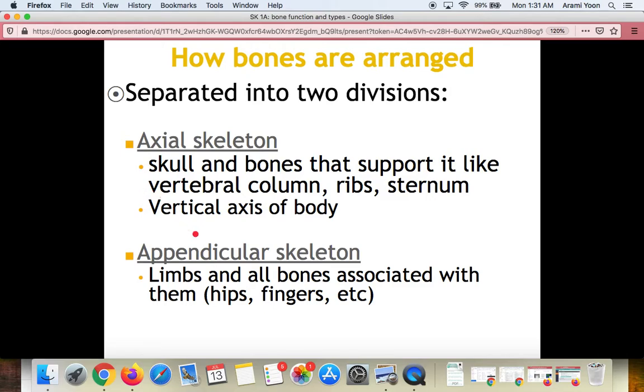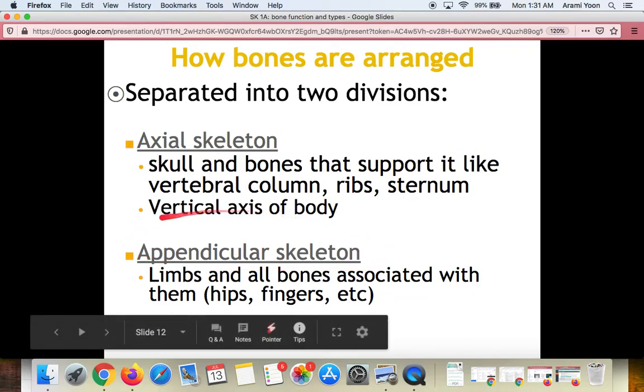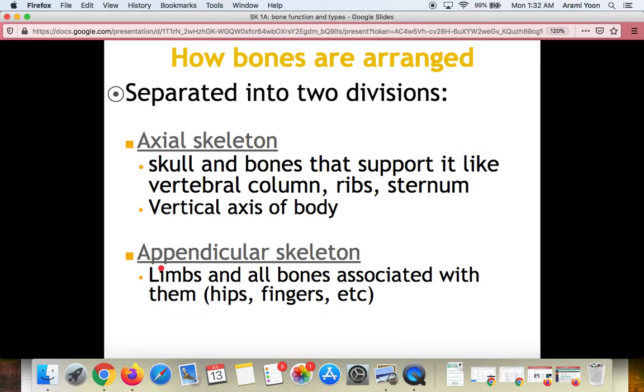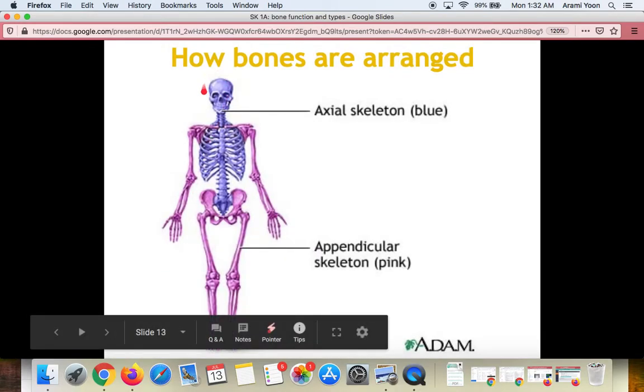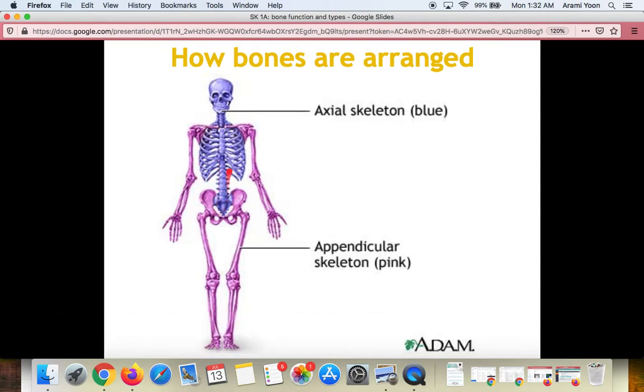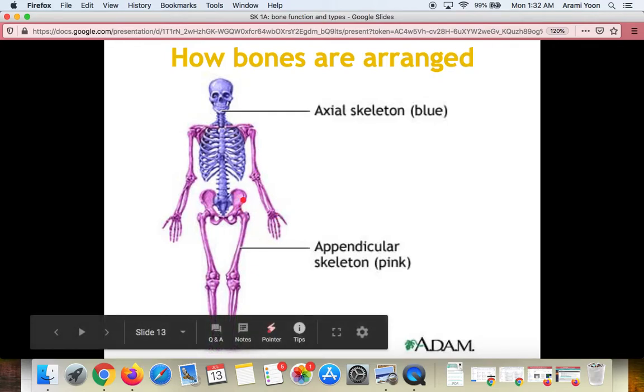And then all of the other bones in your body make up the appendicular skeleton. So those would be all of the bones that make up your limbs and the things that are appended to your limbs. So, for example, your arm bones, your finger bones, your wrist bones, things like that. So here you can see the axial skeletal bones are shown in purple, or blue, I guess that's blue, and the appendicular bones are shown in pink.